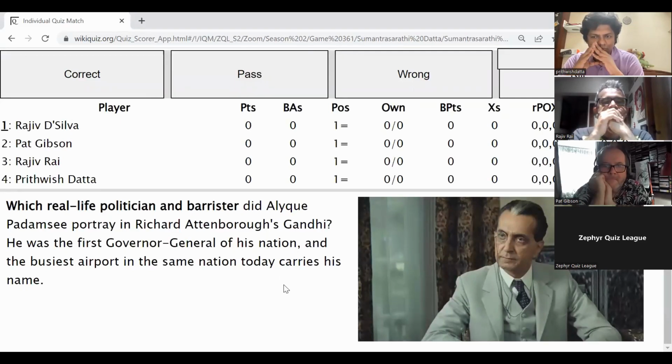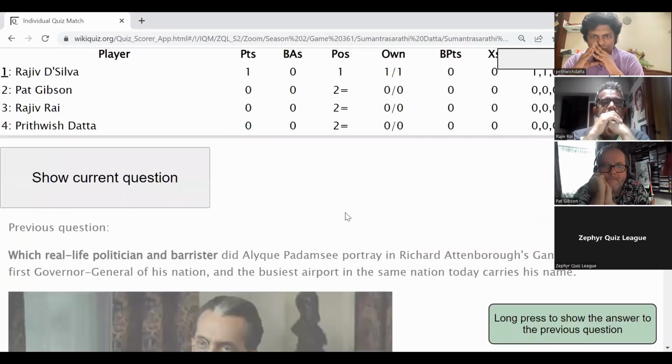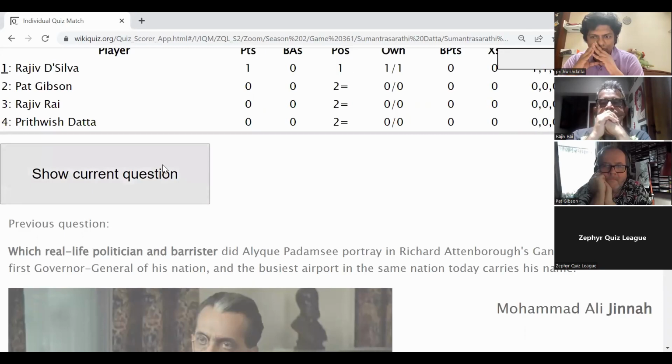He was the first Governor General of his nation, and the busiest airport in the same nation today carries his name. Muhammad Ali Jinnah. Jinnah is correct. That's received this point. And the second question.